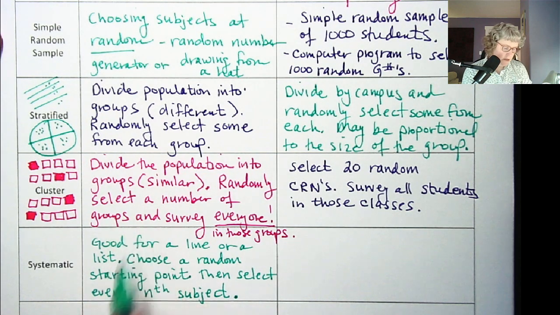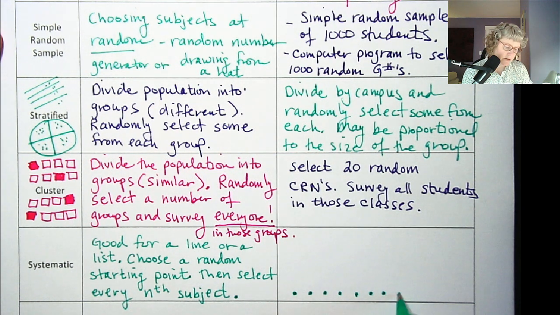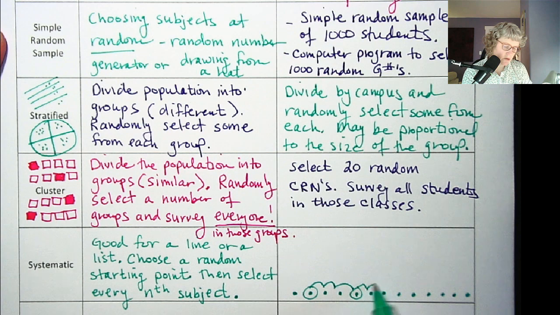Okay, so let's say we have a line here. I'm going to draw this one over here to the right so I have more space. I'll draw a line of dots to indicate that I have a line or a list. And maybe randomly we choose the second as a starting point, and then I'm going to go every third after that. So I'm going to go 1, 2, 3 and circle that one, 1, 2, 3 and circle that one, 1, 2, 3 and circle that one, and so forth.